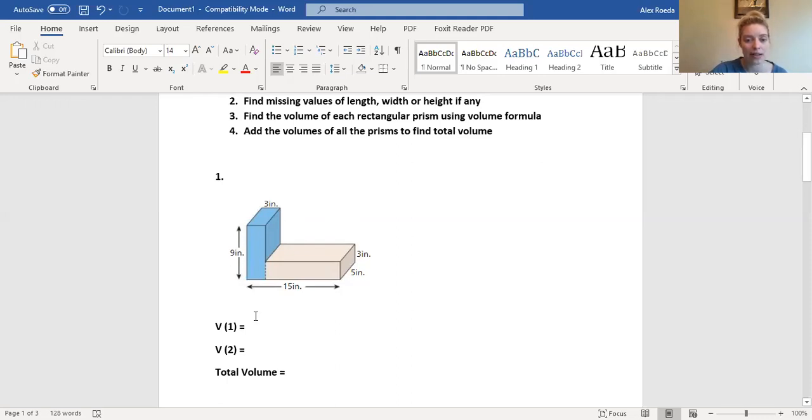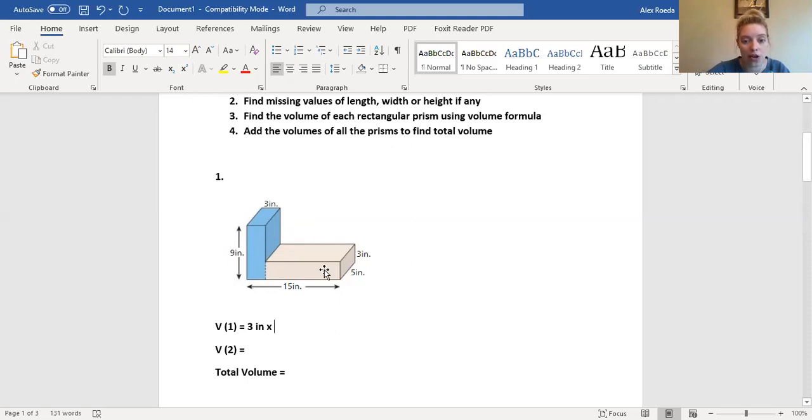Okay. So like we said, we are missing a width. So we need to find the width of prism 1. So let's fill in what we know. We know my length already is 3 inches. So that's going to be 3 inches times, okay, I need to find my width. This is my width, and that's what I'm missing.